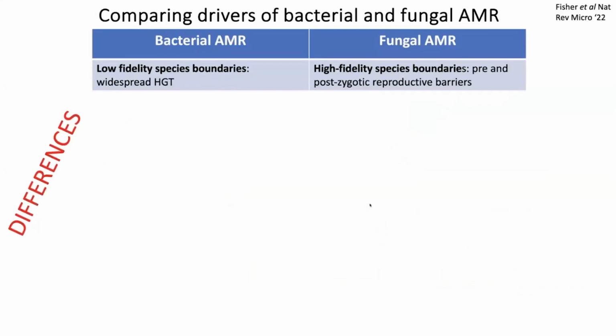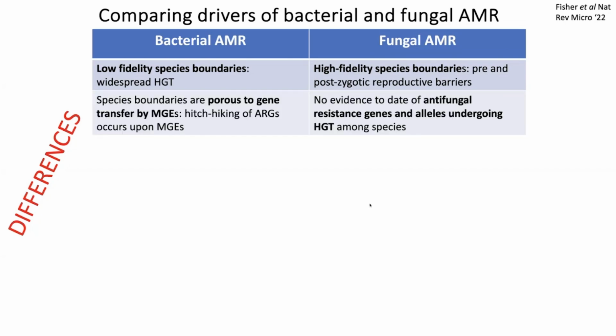Let's think about comparing drivers of bacterial and fungal AMR, because it's important in understanding how we can cross-inform tools between the prokaryotes and the eukaryotes. Bacteria have low fidelity species boundaries, so widespread horizontal gene transfer. This doesn't occur to anything like that extent with fungi, who are very choosy about who they have sex with. Lots of reproductive barriers there.